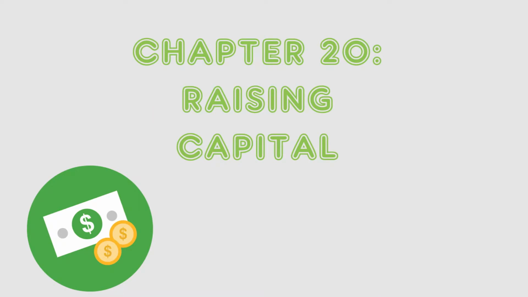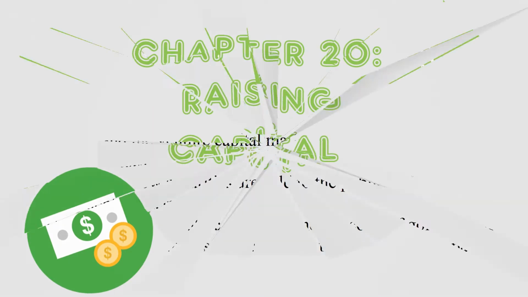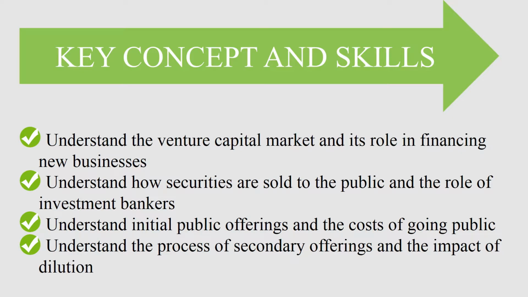Chapter 20. Raising Capital. In this chapter, we have the key concepts and skills. We have 4 of them. Understand the venture capital market and its role in financing new businesses. Understand how securities are sold to the public and the role of investment bankers. Understand initial public offerings and the cost of going public. And the last one is understand the process of secondary offerings and the impact of dilution.